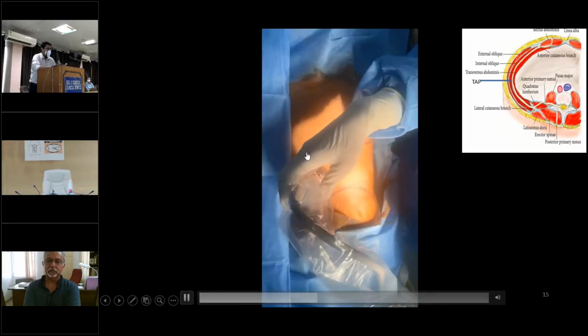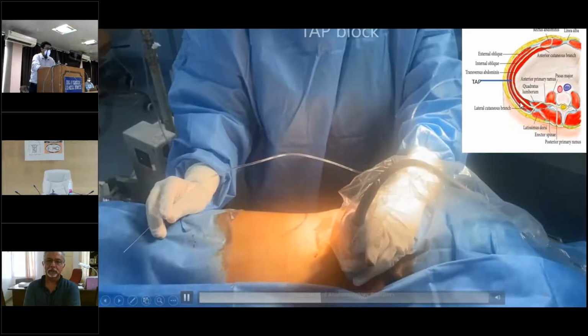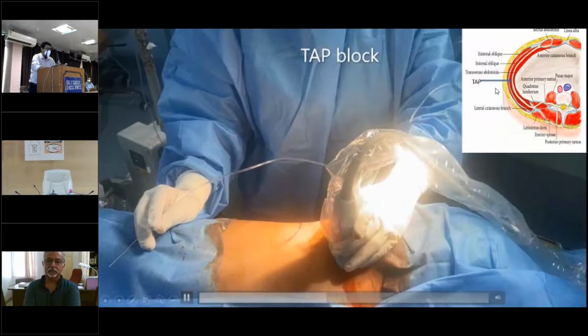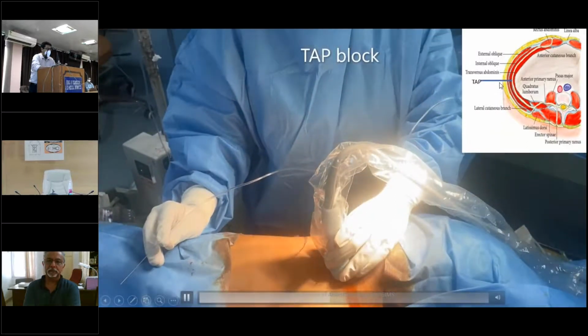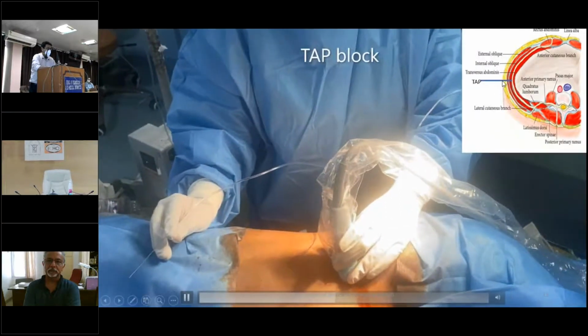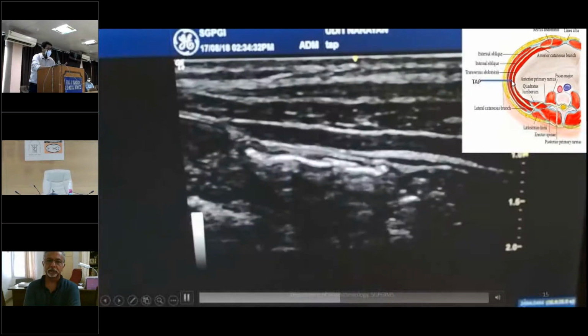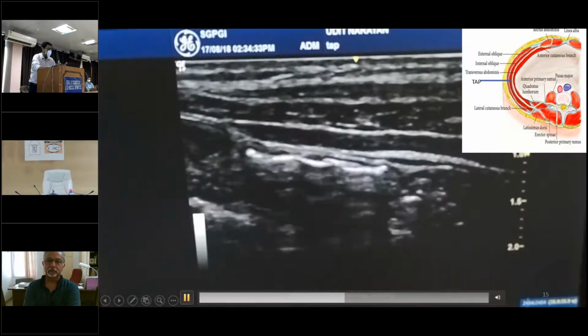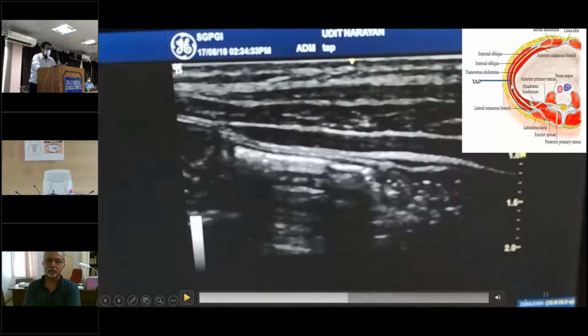We start scanning from the anterior axillary line, from somewhere here. We come to the midline, that is the mid axillary line. We usually get a good view of all these three muscles. I'll pause our video in between. Right. So our ultrasound probe is somewhere here, and we'll get a view like this.